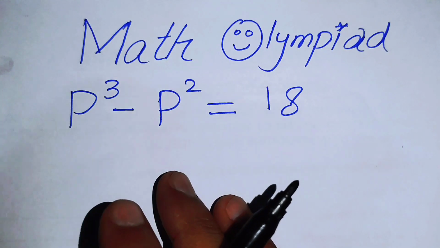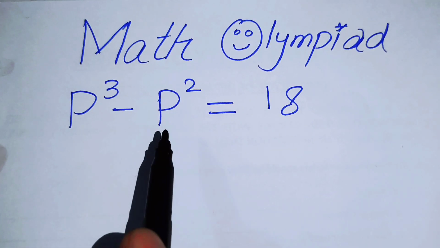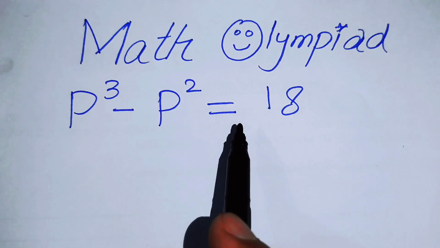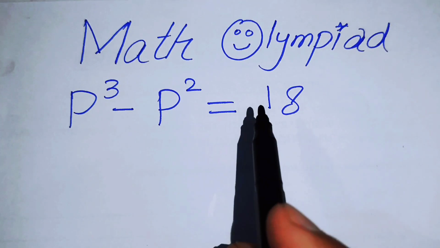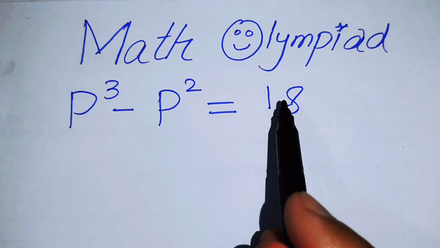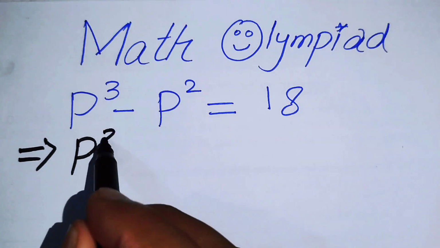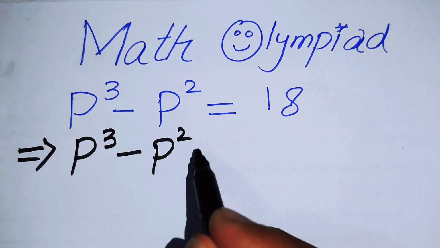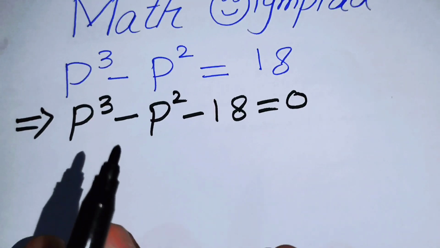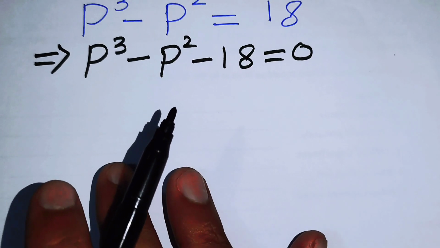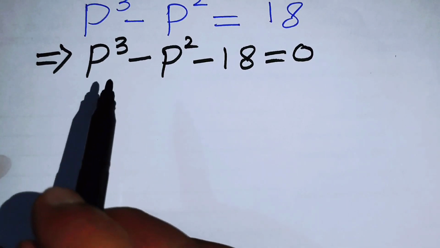In this video we are going to solve this nice algebra problem, and here we have p cubed minus p squared is equal to 18, and we will solve this problem for the value of p. So the very first thing we are going to do is move this 18 from the right hand side to the left hand side, and it will be rewritten as p cubed minus p squared minus 18 is equal to 0.